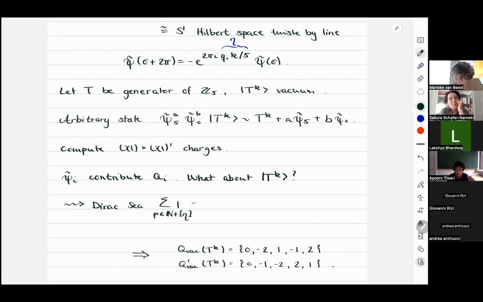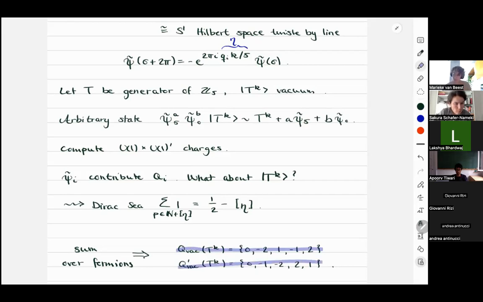And then we just count all the states, and you need to do some regularization, some zeta function regularization, and find the result, which is just a function of eta, which of course has to be a half when the space is trivial. Okay, and then you sum over all the fermions, and you get out some set of numbers. And the set of numbers are these.